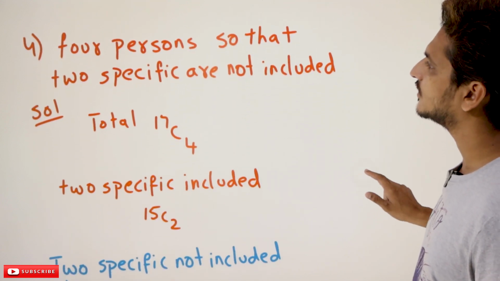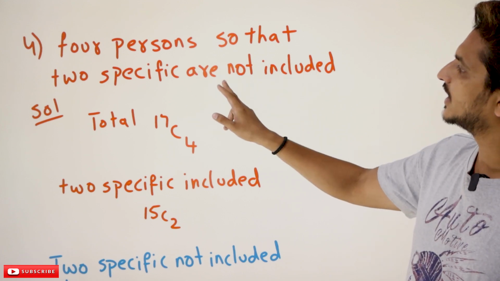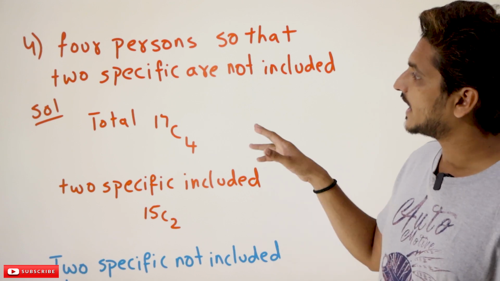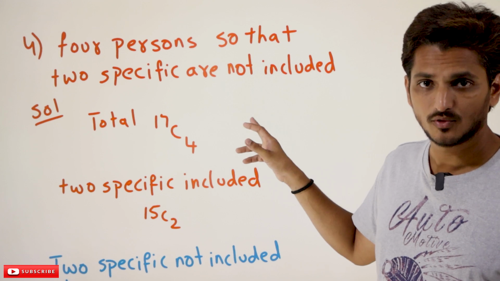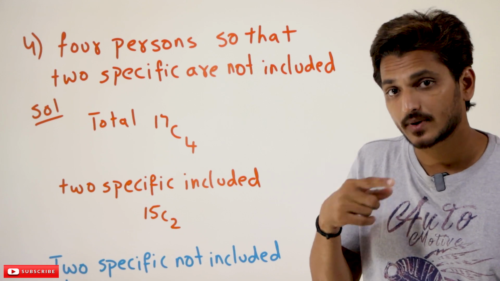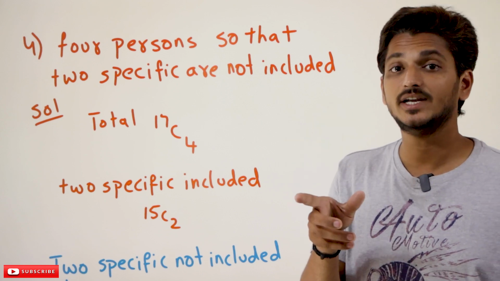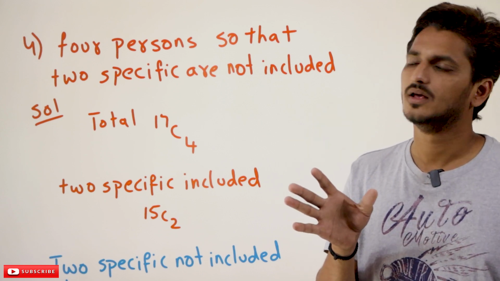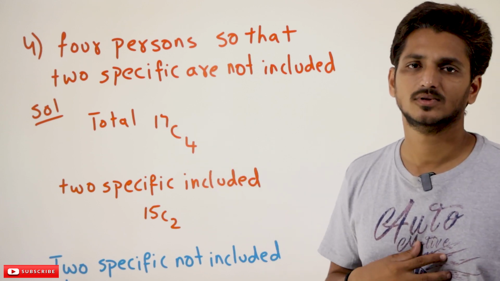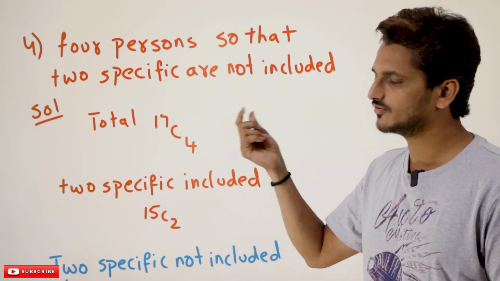Now coming to the last one. You need to form a committee of 4 persons so that 2 specific persons are not included. So you have 8 men and 9 women, which means 17 persons in total. What are all the possibilities? The total number of selections you can make using 17 persons, 8 men and 9 women, is 17C4. These are the different possible combinations using 17 persons.